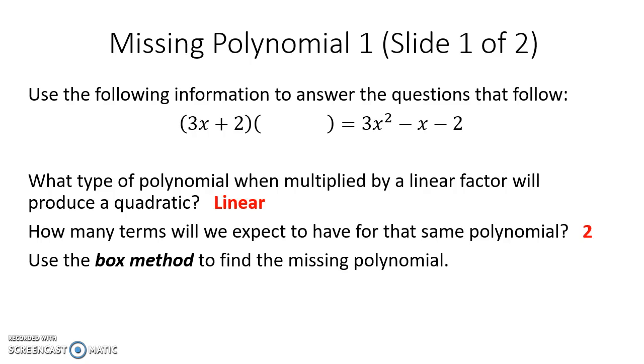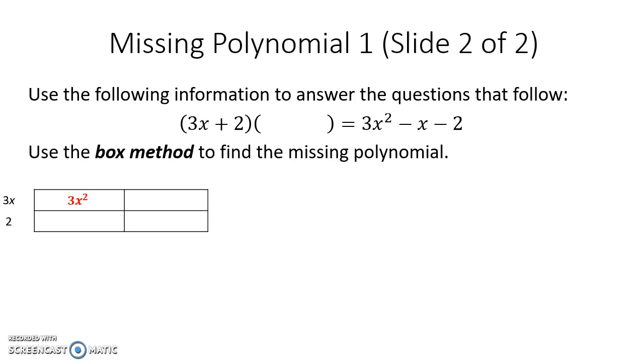So now what we want to do is use the information to actually find the missing polynomial. So instead of having the two polynomials being multiplied, we want to find that missing polynomial so that we get a quadratic. Well, we know it's got to be linear because a linear times a linear gives us a quadratic. Since it's a linear that we're looking for, we should expect two terms, which means our box should be a 2 by 2 box. So I'm going to start off with a box. We know the left side, 3x plus 2, but we don't know the top.